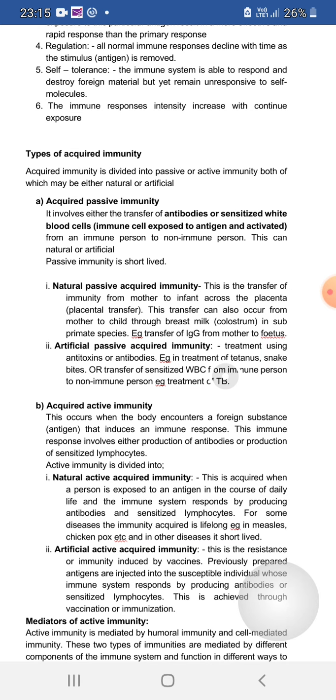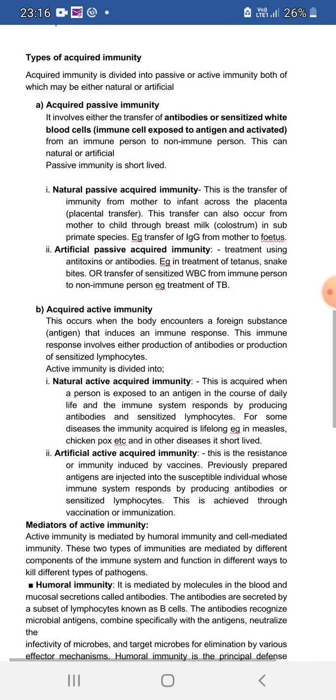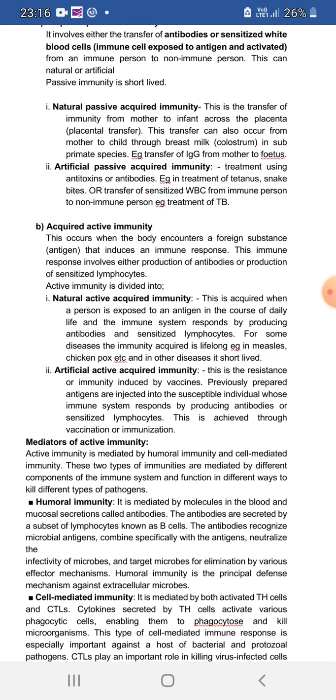Then we have acquired active immunity. This occurs when, instead of giving out the antibodies or sensitized cells, you actually make the body produce its own antibodies or sensitized cells. The first passive case was equivalent to somebody who does not have food and you take the food to that person. They eat it and finish, and you provide again.